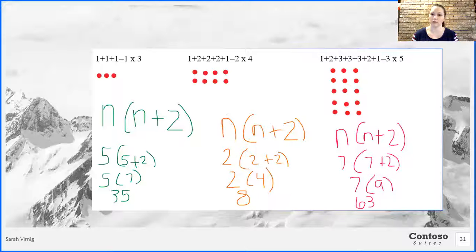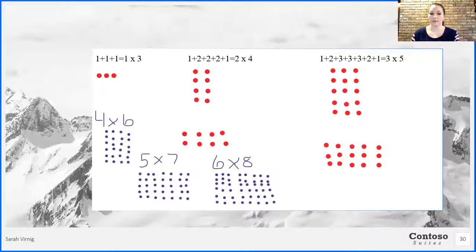And we always remember our order of operations, PEMDAS. So we're going to do what's in the parentheses first, and then we work to the outside of the parentheses. So 5 plus 2 is 7. 7 times 5 is 35. We can also check that because 5 times 7 is 35. When we go back to my previous slide, we can check right here because we can also count the dots and we would get 35.